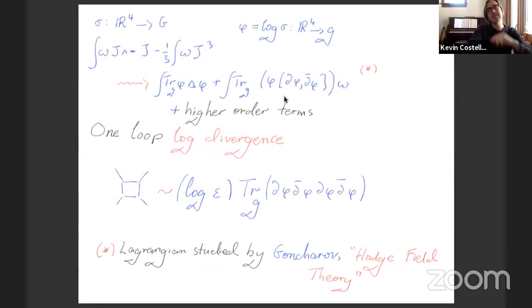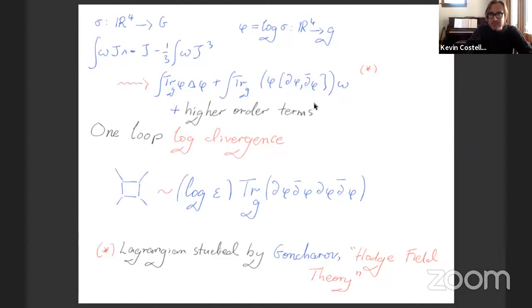To do this, I'm going to choose a field phi, which is the log of sigma. This is a field which lives in the Lie algebra. I'll write things in terms of this field instead. And then my Lagrangian becomes just the usual scalar field for that guy. And there's another term which looks like phi del phi d bar phi times the scalar metric plus higher order terms. The higher order terms are quite complicated because this current J is a complicated expression of phi.